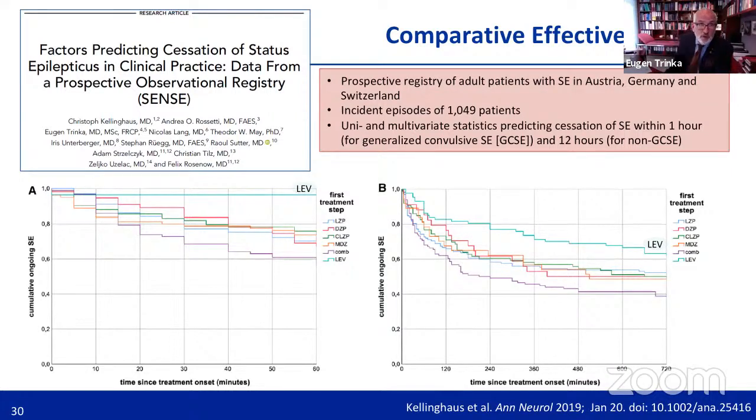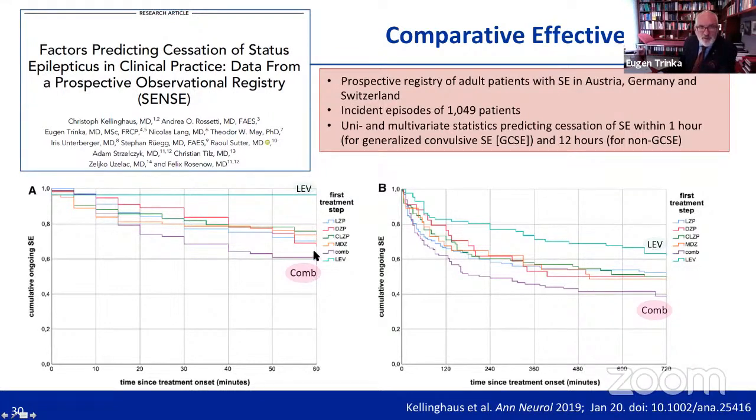And you see, if you use levetiracetam only, there's a 90% probability that the patients are not out of status after 1 hour, and still 60% are in status after 12 hours. But if you use benzos, they are very similar in their response rate. But as I said, underdosing leads to a lower response rate. This is between 60 and 80%.